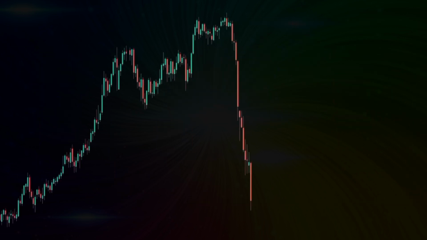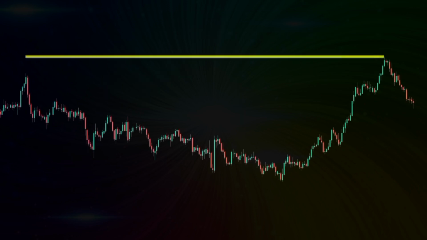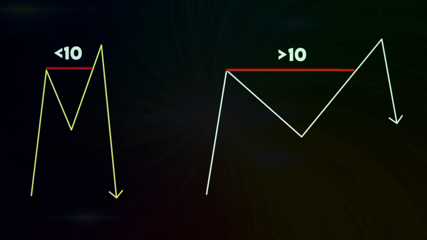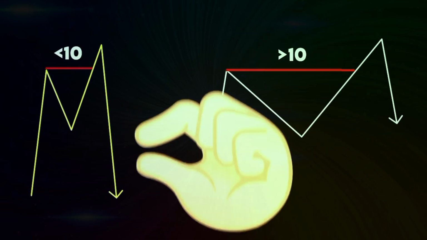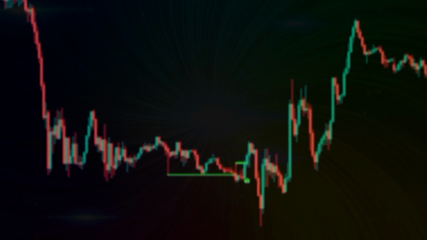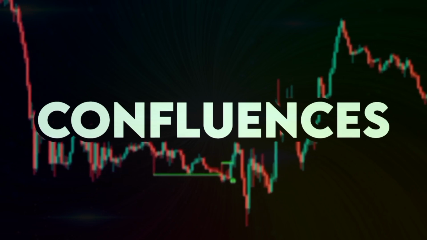So the backtest results are saying peaks like this had a more impulsive drop than peaks like this. That's very interesting to note. So if you want optimal entries, you should look for liquidity grabs with peaks closer together. Another way to improve this is by adding confluences like divergences.